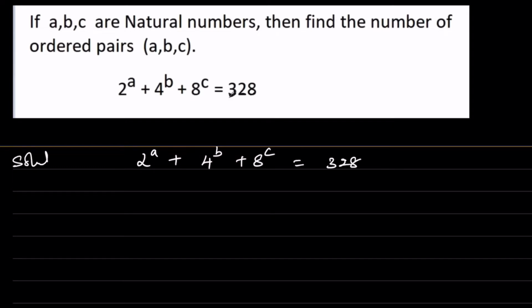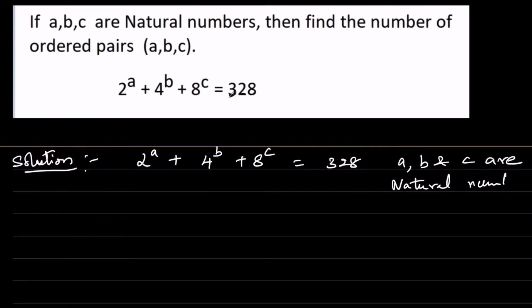So how do we solve this problem? We'll see. This is given, and it's also given that A, B and C are natural numbers. This is also given to us. So now here how do we solve this? We'll see. It's very interesting.